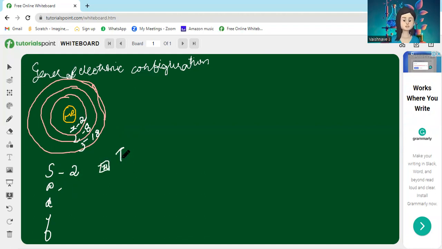This represents an electron moving in the clockwise direction, and this represents the motion of an electron in the anti-clockwise direction. So there are 2 electrons. Now in p we have 6 electrons. The p subshell means we have 3 orbitals.